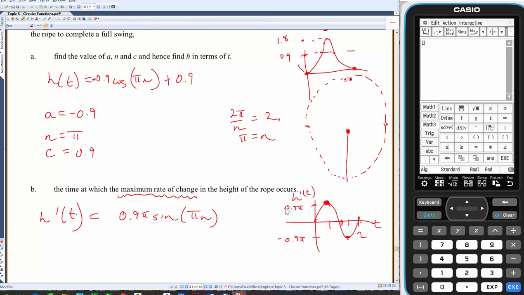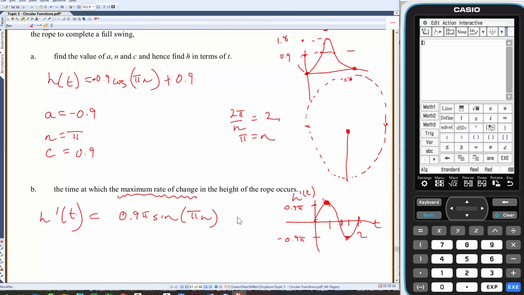Okay. Now remember, when we're talking about the rate of change, it's independent of the sign. This is negative 0.9 pi, but actually they're both the same rate of change. They both have a rate of change of 0.9 pi at that point in time. So we're going to take both of these values. So that's when the maximum rates of change occur.